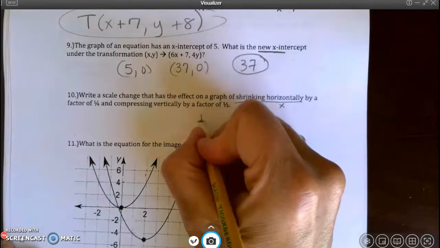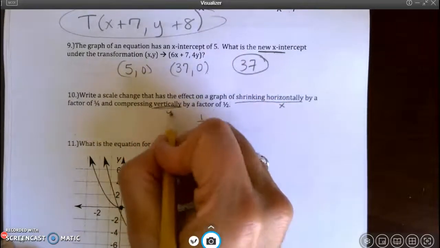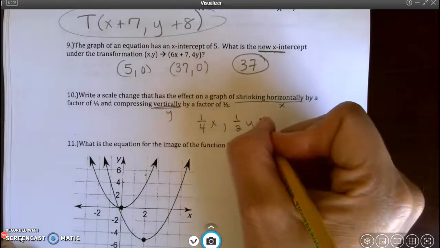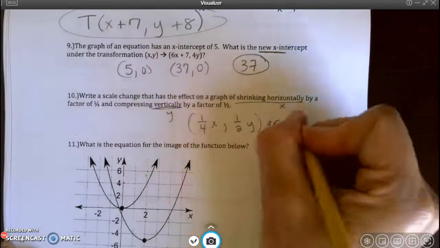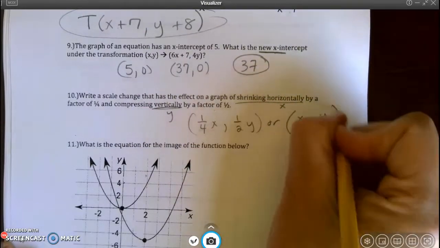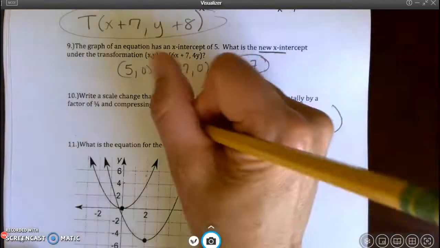Write a scale change that has the effect of shrinking horizontally, that's x, by a factor of a fourth, so 1/4 x. Compressing vertically, that's y, by a factor of a half. And remember, the rule never lies, so you could write it like this, or you could write it like that, either way. And this would be a scale change.